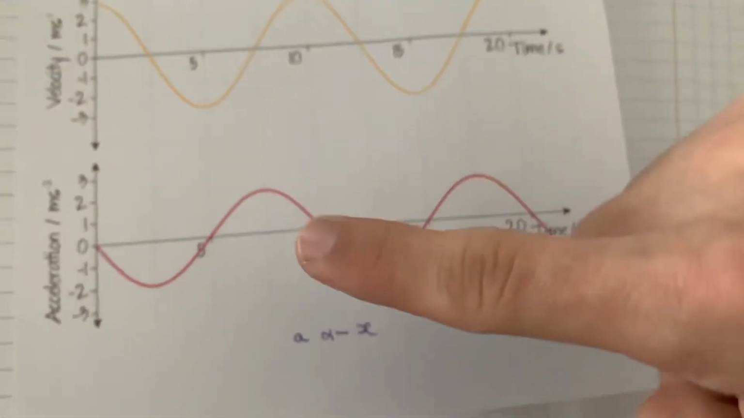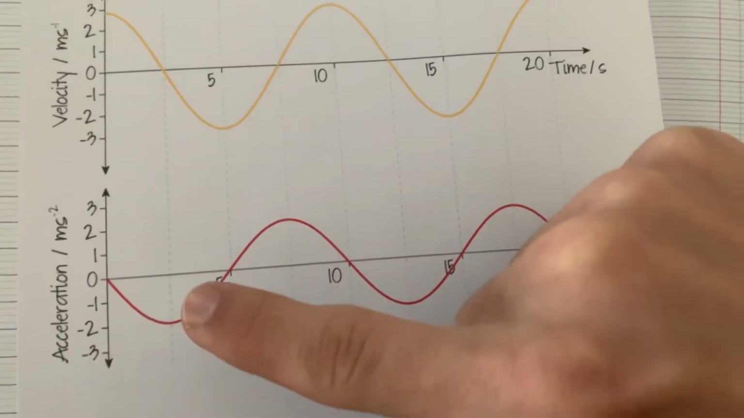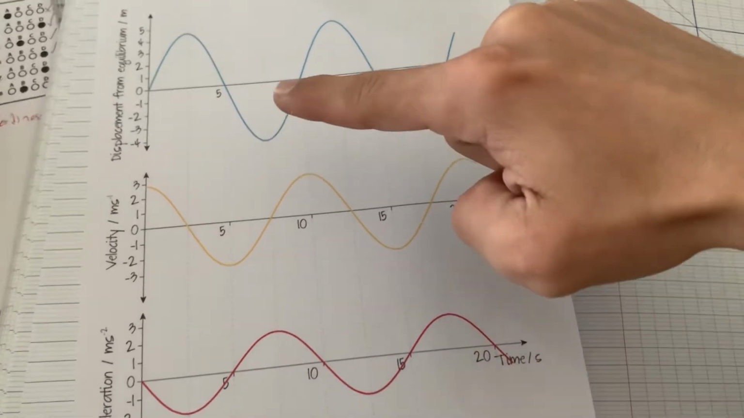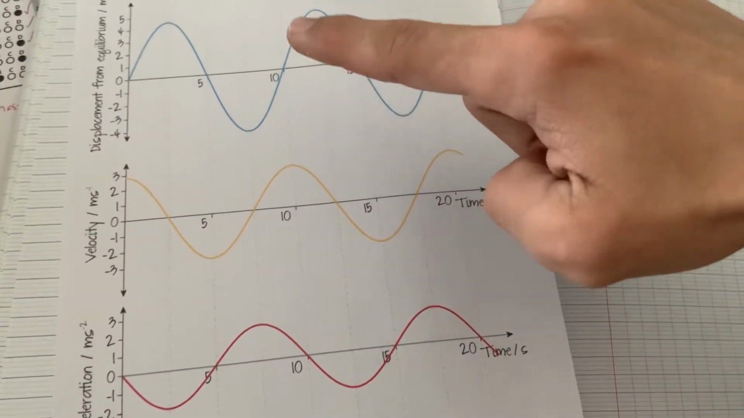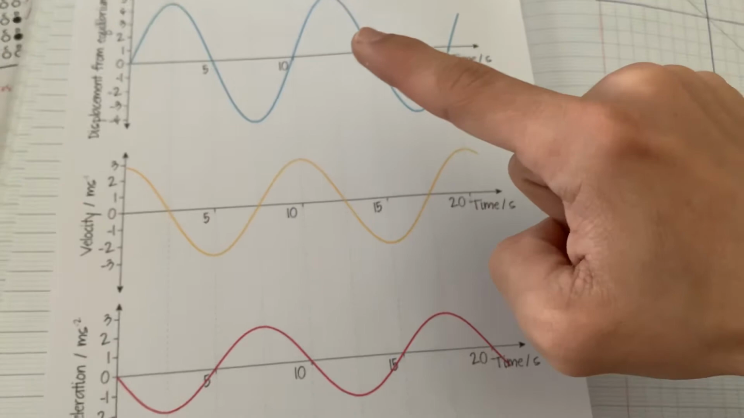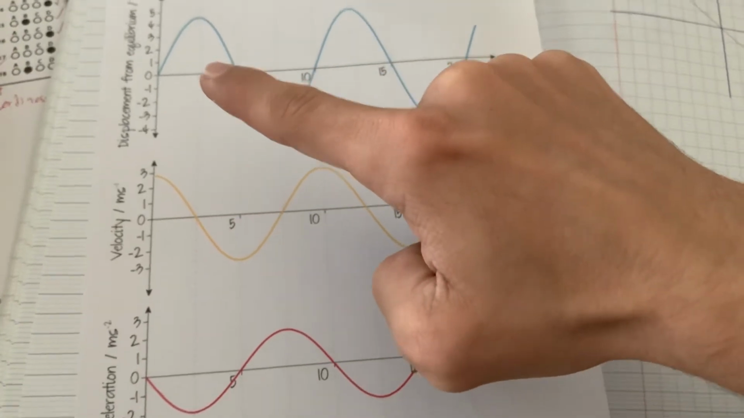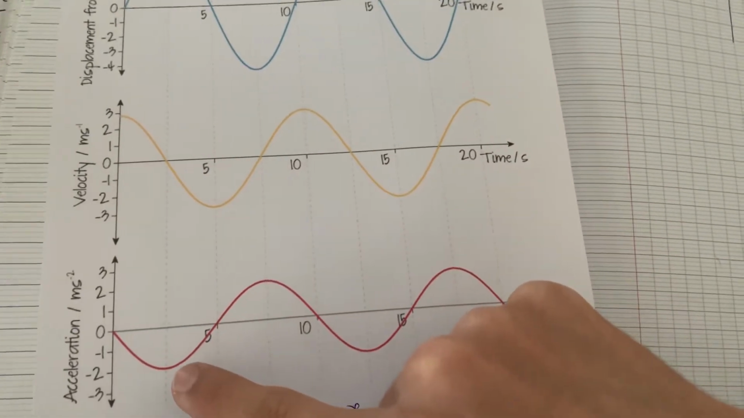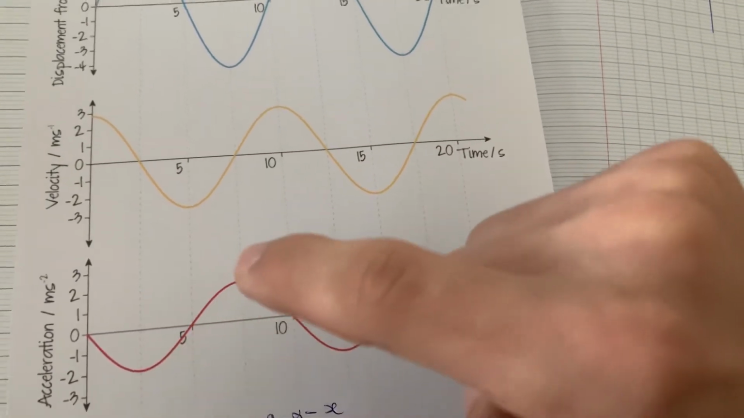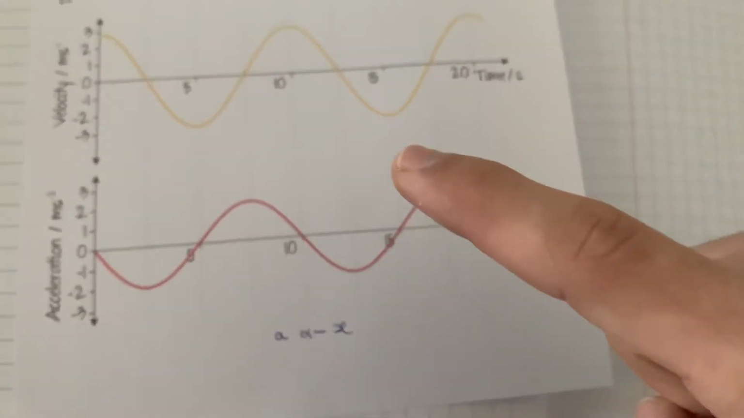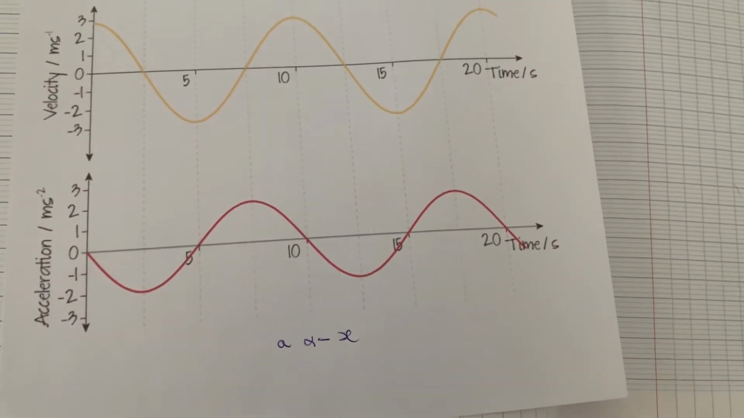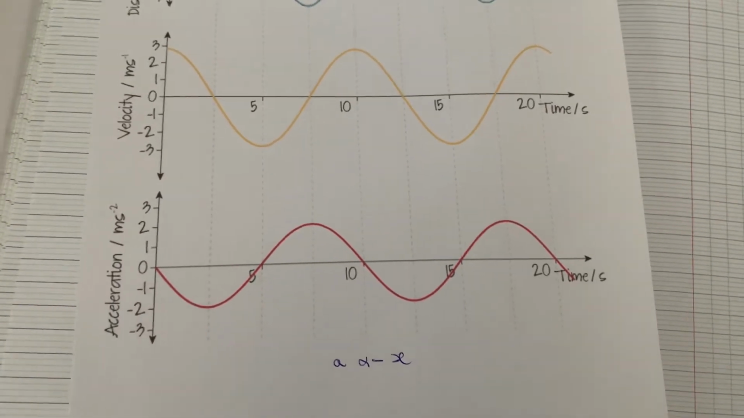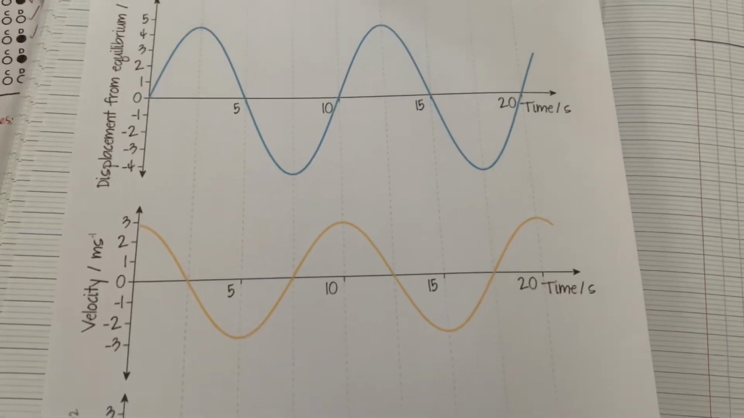And then you have the acceleration. As you can see, the acceleration is perfectly out of phase with the displacement, which means that they have half of a period of difference between them. So here we can see that when it's maximum displacement, it's maximum negative acceleration. And so from this, we are going to be able to say that the acceleration is proportional to the inverse of the displacement.